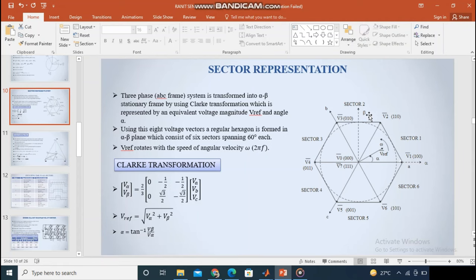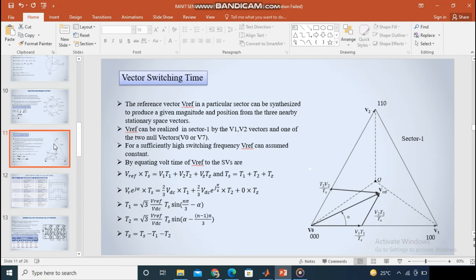And how can we vary the V reference? If we change the 3-phase quantity, V reference will automatically change. So how can we get the output voltage of the inverter? The reference vector V reference in a particular sector can be synthesized to produce a given magnitude and position from the nearby 3 stationary space vectors.